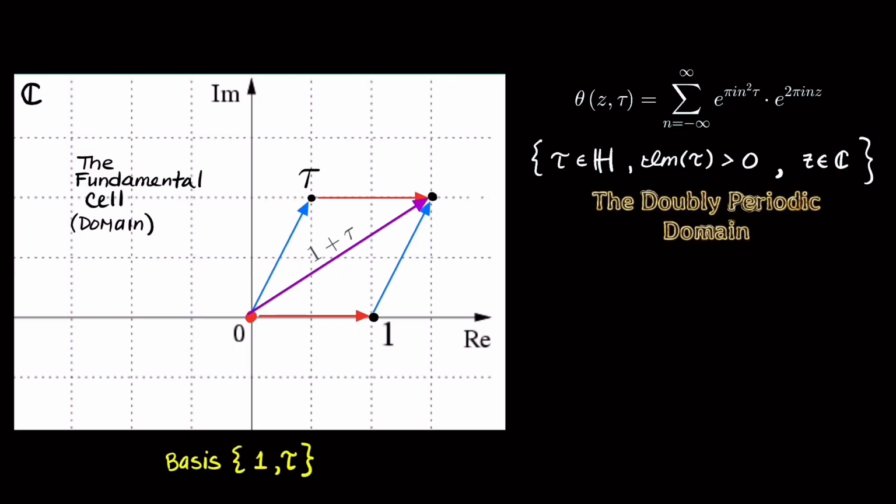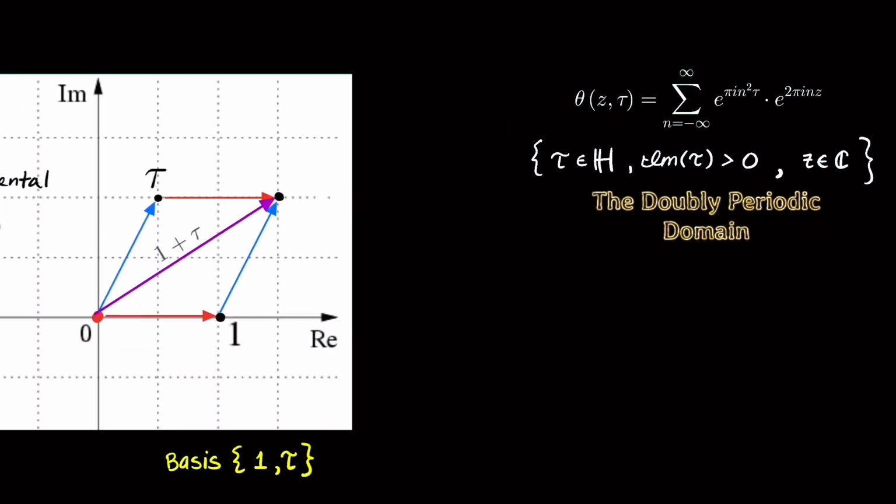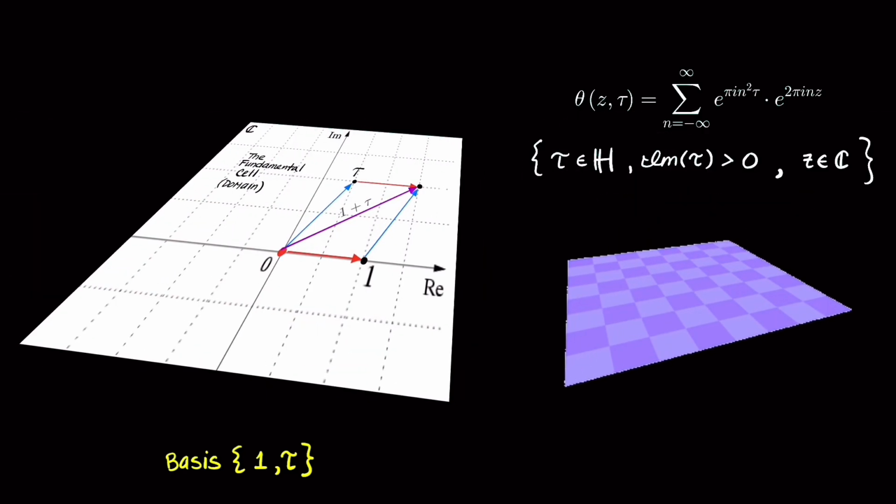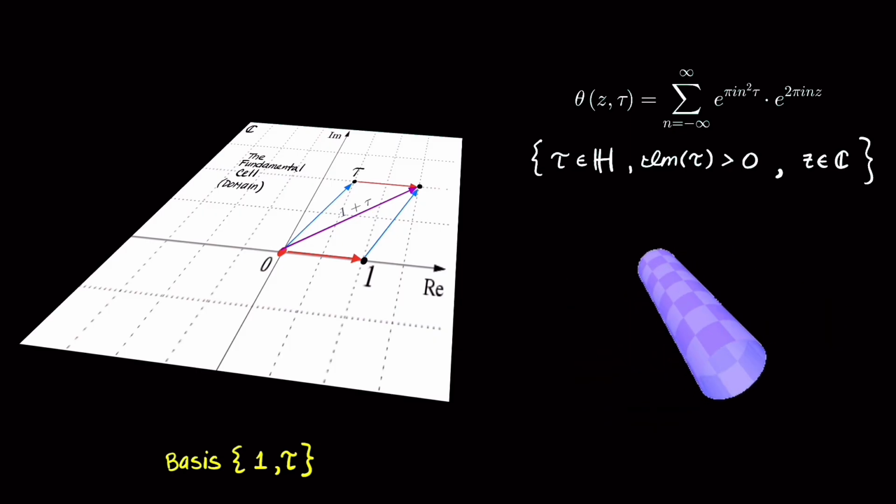So this is what the fundamental domain looks like when we choose a complex number in the upper half plane, meaning that its imaginary value is greater than 0, and z is just some complex number. This is the doubly periodic domain that we need. So our basis is the real basis 1 and the complex basis tau. So the parallelogram is our fundamental domain, as we shift the theta function in this domain, we deduce its symmetric properties.